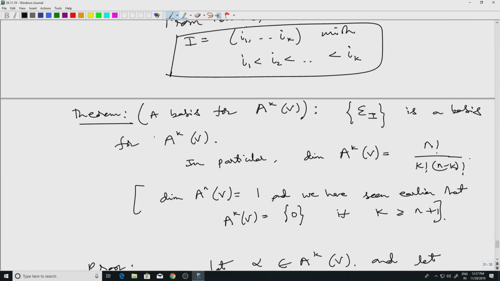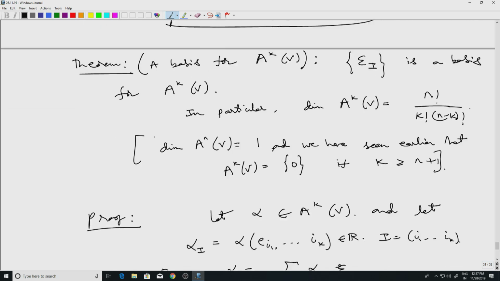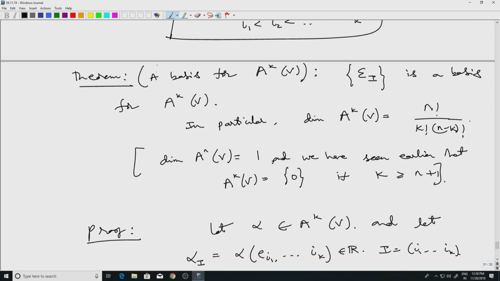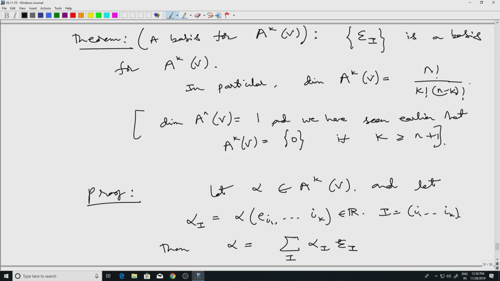Last time we constructed a special K form corresponding to each multi-index. A multi-index of length K will give rise to a K form. And of course, as usual, we have a fixed basis for one forms in the background. So with that basis and a multi-index, I come up with this epsilon I.